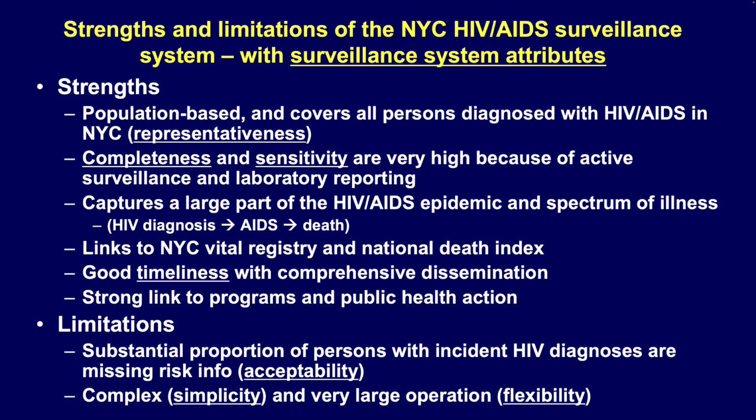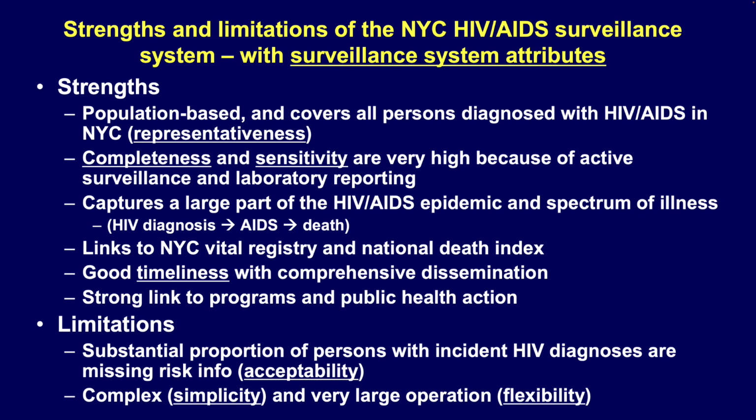The surveillance system captures a large part of the HIV epidemic in New York City and the spectrum of HIV infection, especially now that the case definition has been expanded from AIDS to include HIV non-AIDS. The surveillance system links to New York City vital records and also to the National Death Index, and this latter linkage helps to ascertain deaths that occur among people who move out of New York City to another state. The system also has good timeliness with comprehensive dissemination, and it has a strong link to programs and public health action.